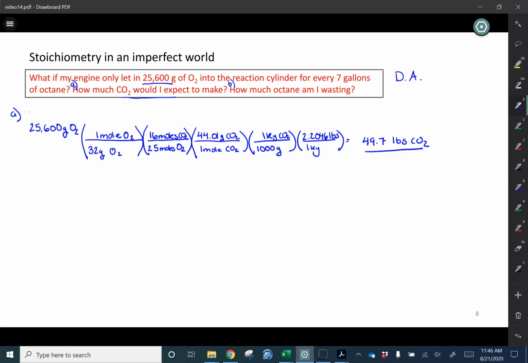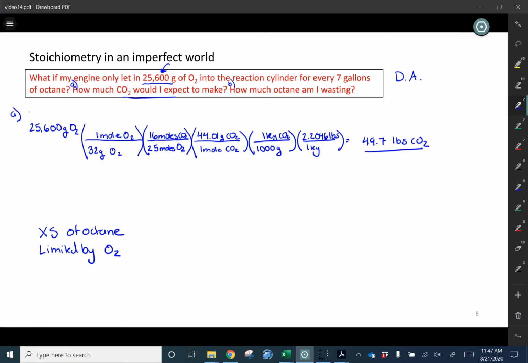So this is what we would expect to make given that we have a certain amount of oxygen. Next up, the question is, how much octane am I wasting? In order to do this problem, we first need to calculate how much octane we need to use if given this amount of O2. So we know that we have an excess of octane, and we know that because we would need 64,000 grams of O2 and we only have 25,000 grams of O2. So our reaction is limited by the amount of O2.